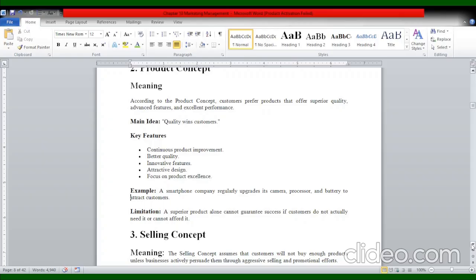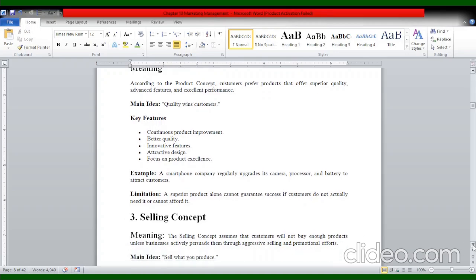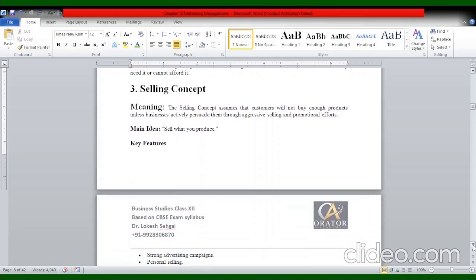So that's why you have to maintain the focus on the product, you have to focus on the marketing itself also. Next, we are focusing on the selling concept. Selling concept, as the name suggests, assumes that customers will not buy enough product unless business actively persuades them through aggressive selling or promotional effort.